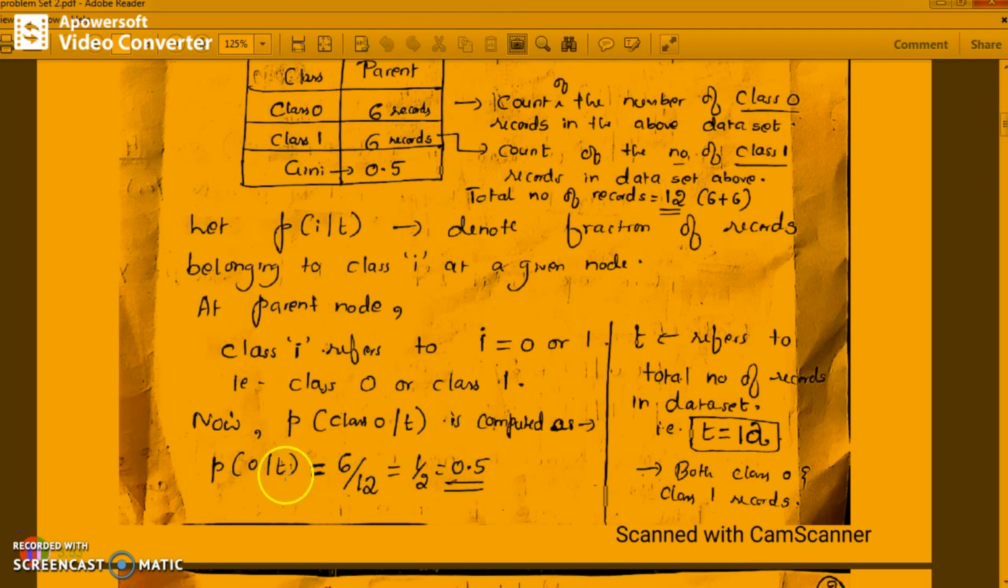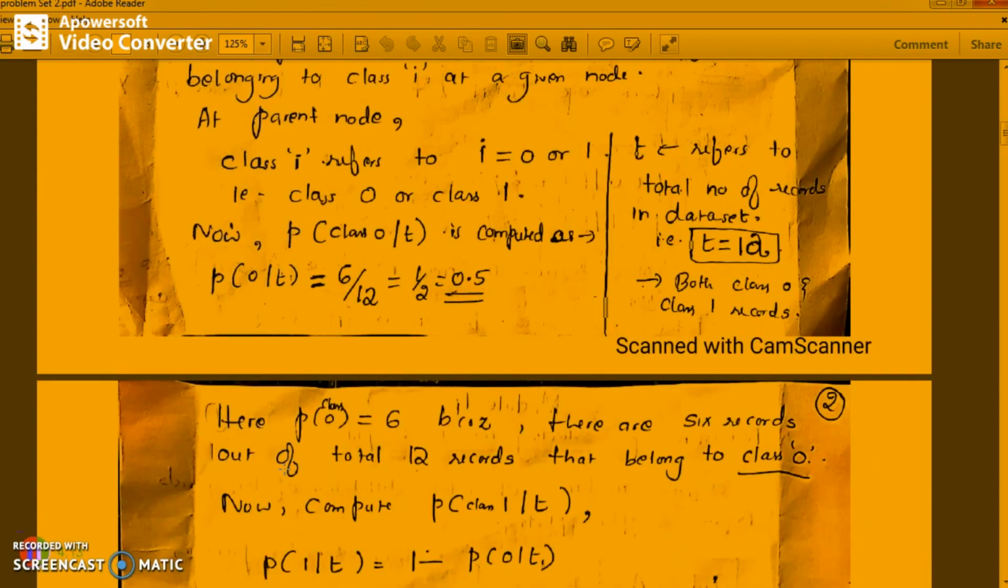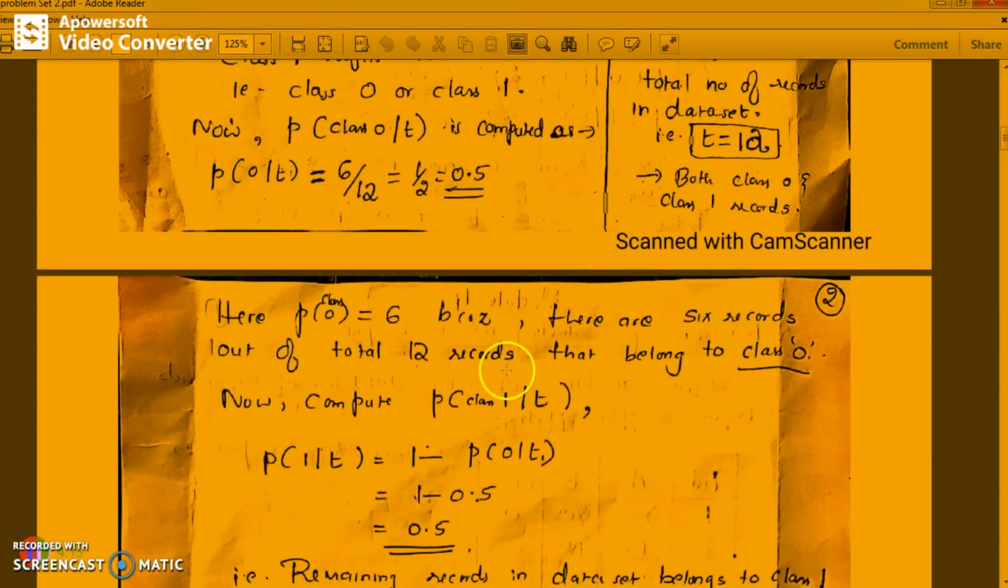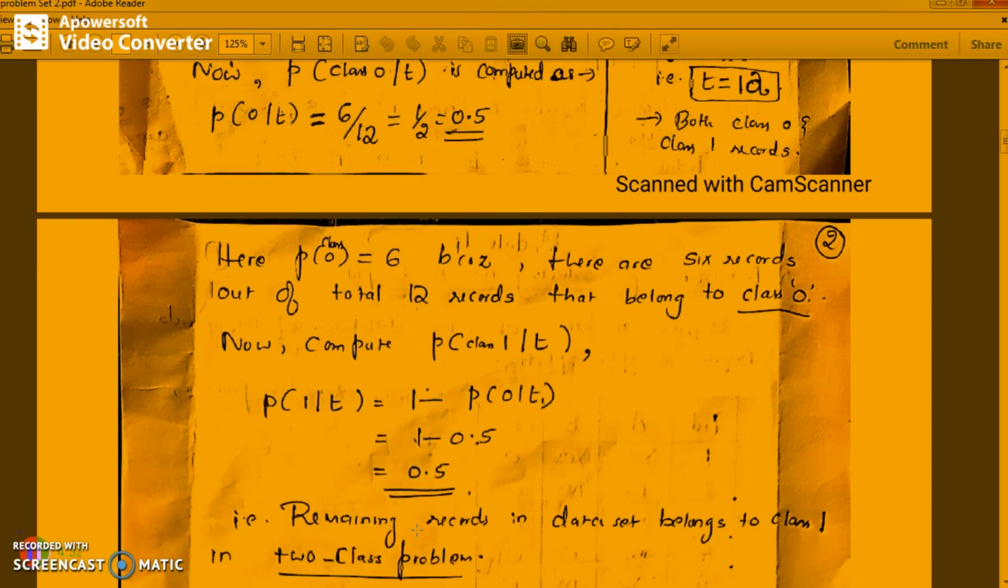Now how do I compute the fraction of records belonging to class 1? Can I directly compute it like this: P of 1 t is equal to 1 minus P of 0 t? What is the meaning of that? The remaining records must belong to class 1. When 50% of the records belong to class 0, the remaining records must belong to class 1, right? So the number of records belonging to class 1 can be computed this way: 1 minus P of 0 t. This is how you compute P of 0 and P of 1.